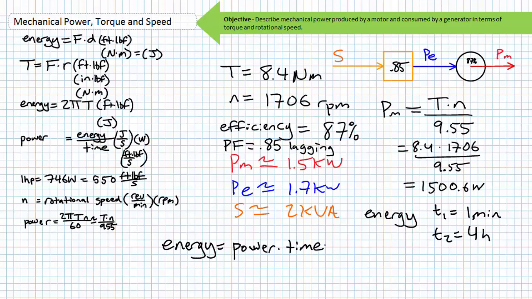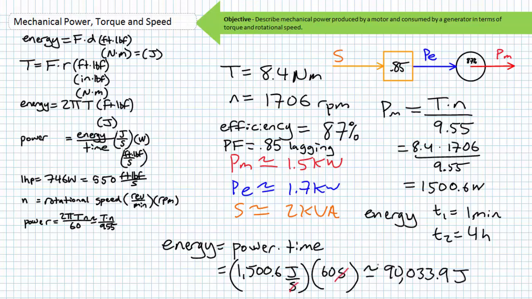If this motor is delivering approximately 1.5 kilowatts of power to this system, it means it is delivering 1.5 kilojoules of energy per second to the system. If it did this for 1 minute, or 60 seconds, the units of seconds would cancel out. It would deliver slightly more than 90 kilojoules of energy to this system over a period of 1 minute.